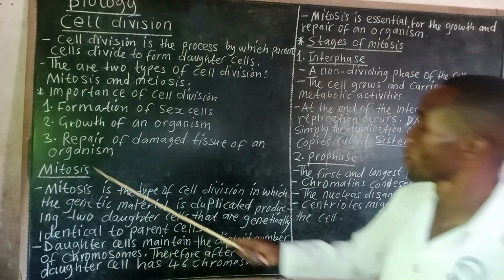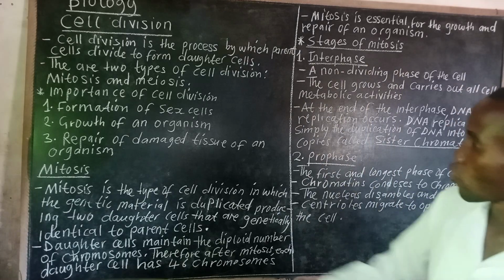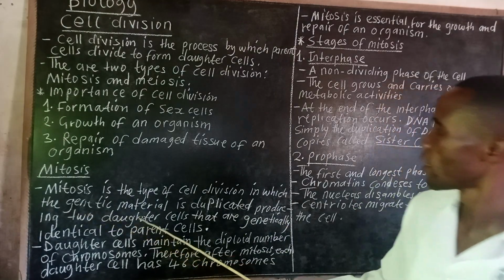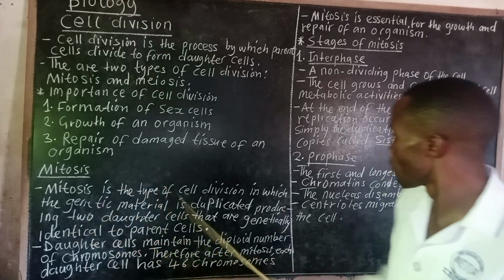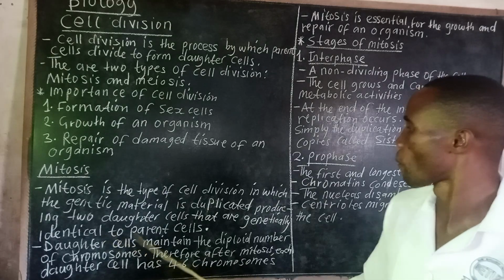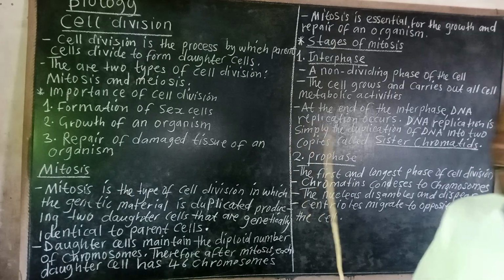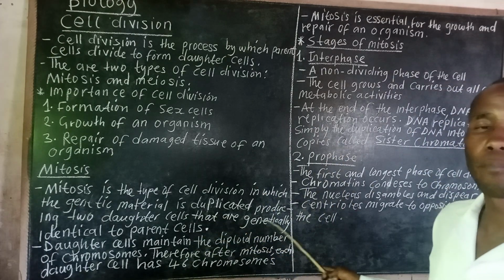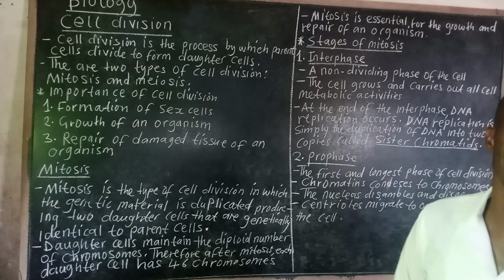So let us look at now mitosis. What type of cell division is mitosis? Mitosis is the type of cell division in which the genetic material is duplicated, producing two daughter cells that are genetically identical to parent cells.